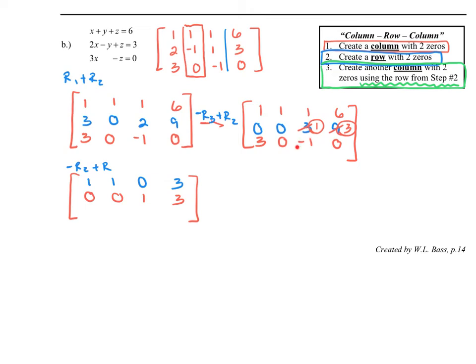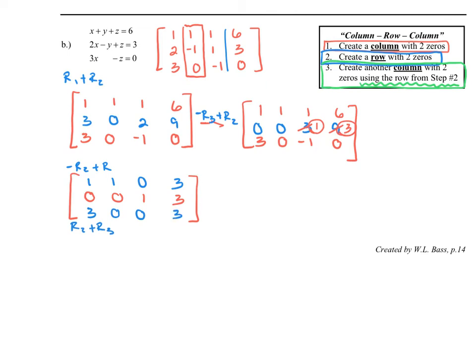To get my 0 here, using this row 2, I'm just going to add these 2 rows together. So for the bottom row, I'm just going to do row 2 plus row 3. And adding those, I will now have my 3, my 0, and a 3.